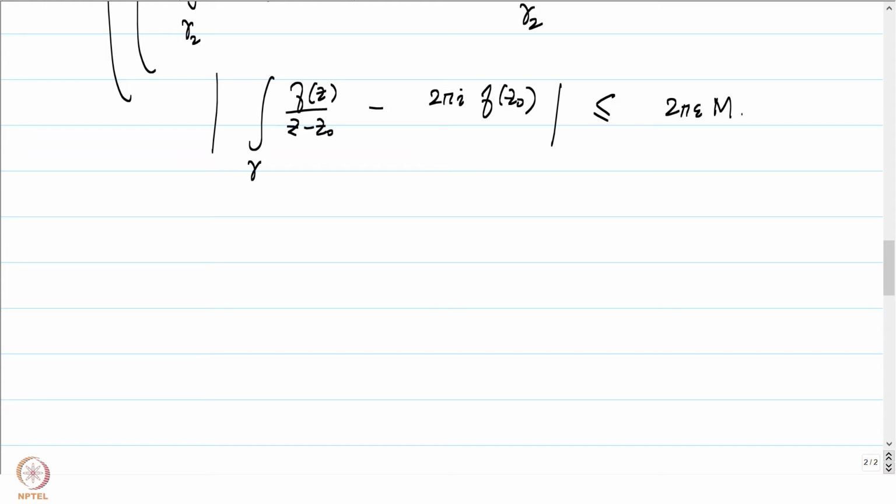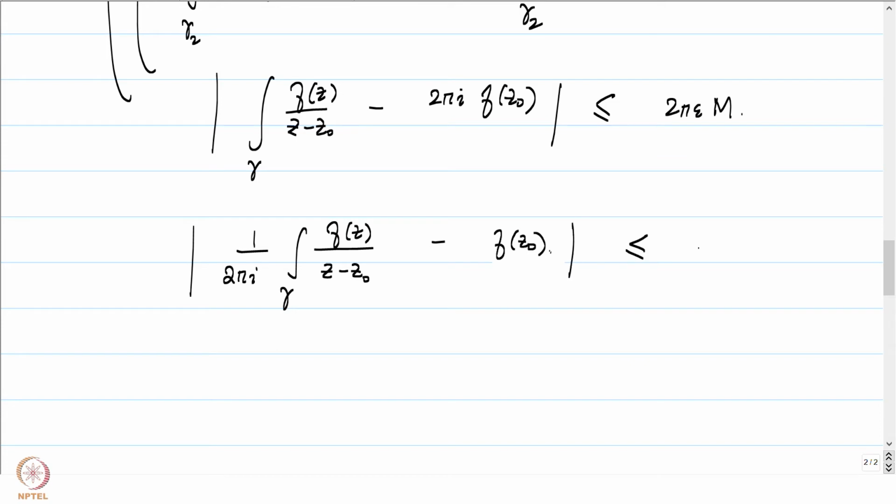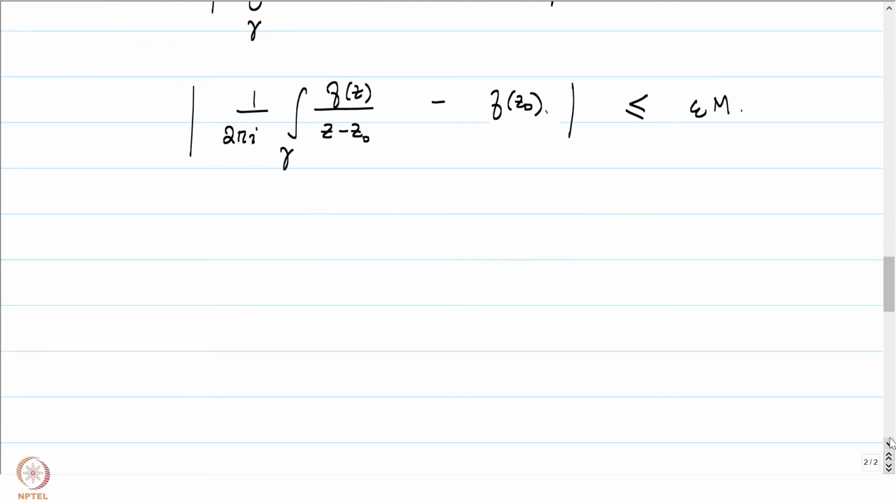Now let's divide by the absolute value of 2 pi i, which is 2 pi, to get the absolute value of 1 by 2 pi i integral over gamma f of z by z minus z naught, minus f of z naught, the number f of z naught. This is less than or equal to epsilon times m. Now for all epsilon less than epsilon prime, this is satisfied. By letting epsilon go to 0, we conclude that this absolute value is equal to 0.